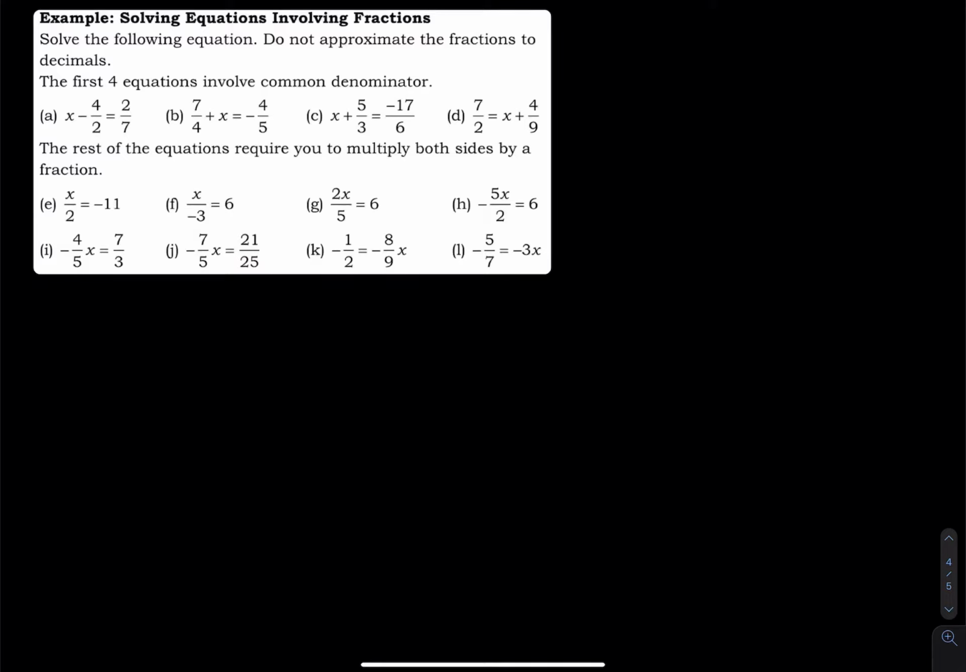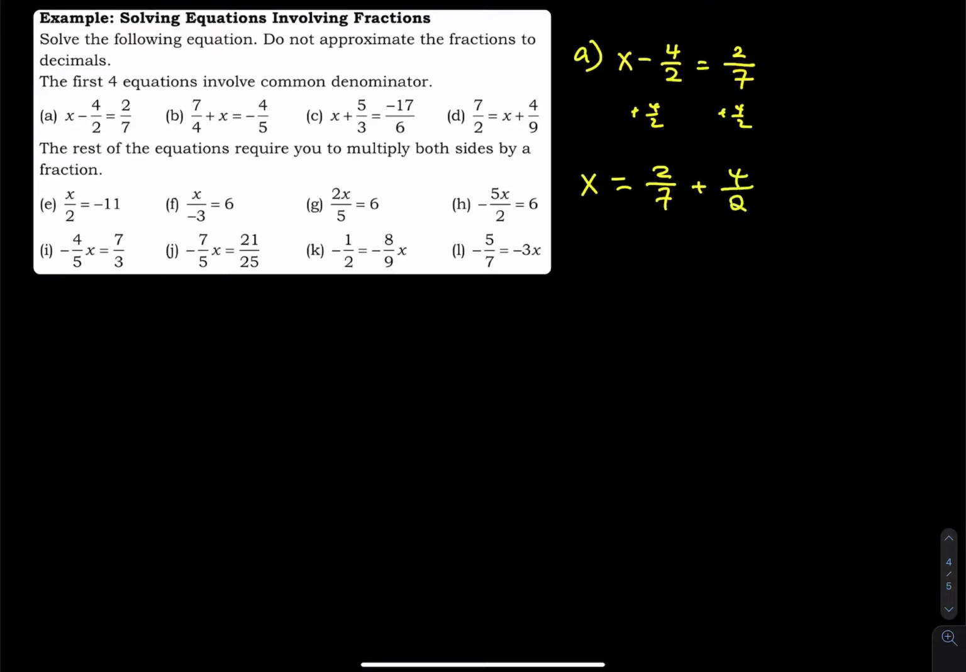Let's take a look at solving linear equations involving fractions. The first four equations involve a common denominator. The first one is x minus 4 over 2 equals 2 over 7. First we are going to add 4 over 2 on both sides. So we have x equals 2 over 7 plus 4 over 2.